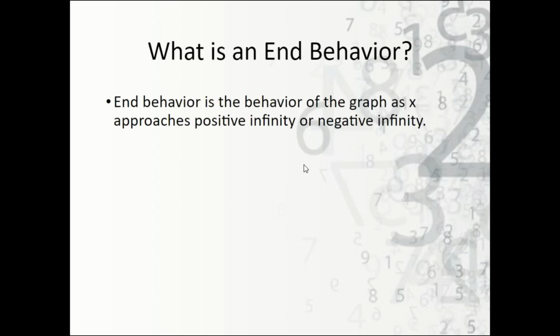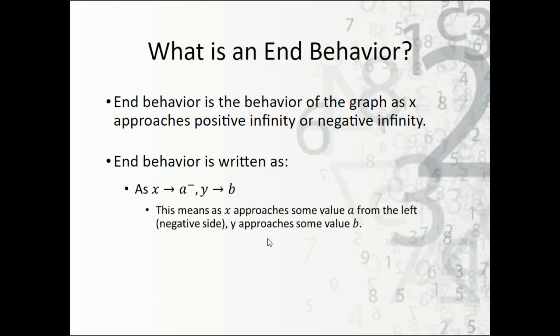Now what is end behavior? End behavior is the behavior of the graph as it approaches positive infinity or negative infinity. So end behavior can be written as this: as x approaches some value, and it doesn't always have to be infinity or negative infinity, it could be some value, it could be the asymptote. So as it approaches, and this negative sign means that it's approaching from the left side, so as it gets close to that point from the left side, y is approaching some value. The other version would be as x approaches that point from the right side, then y is approaching something.